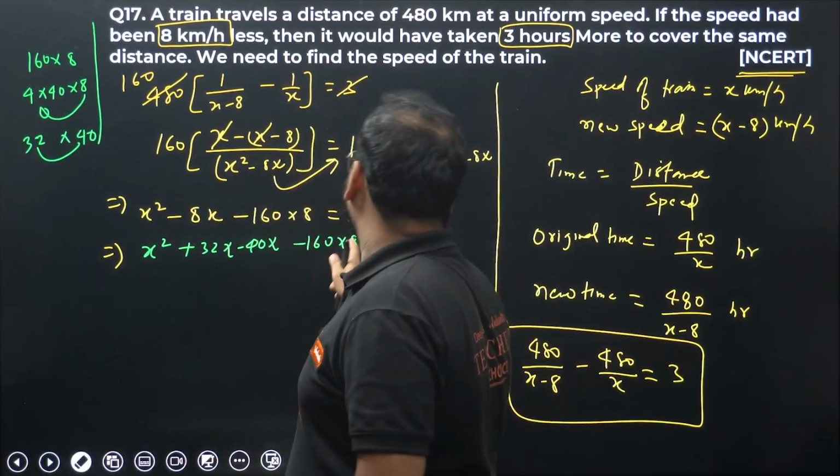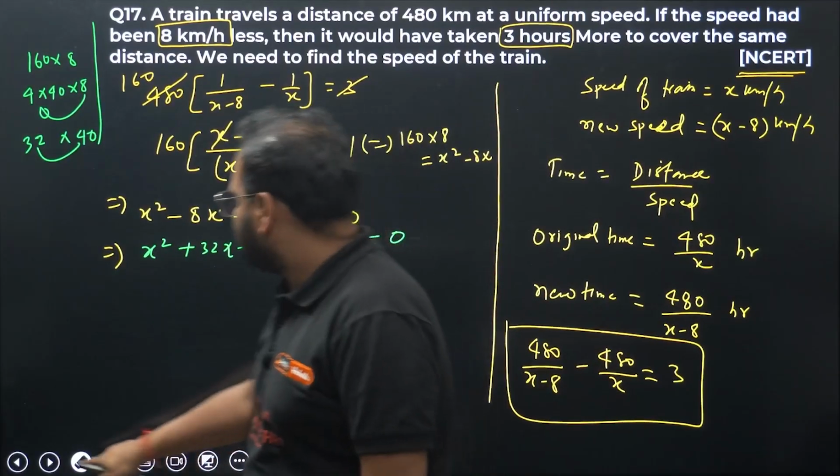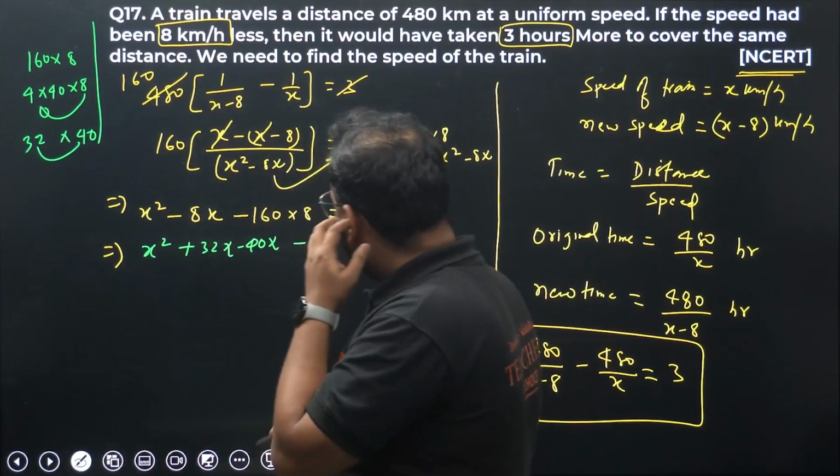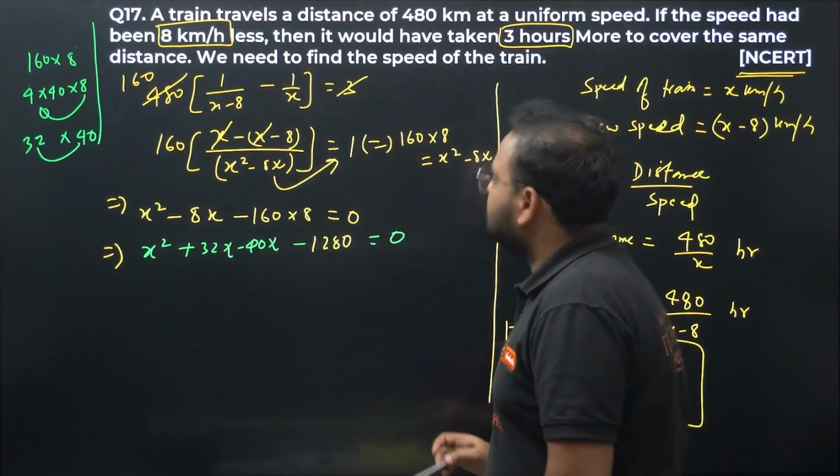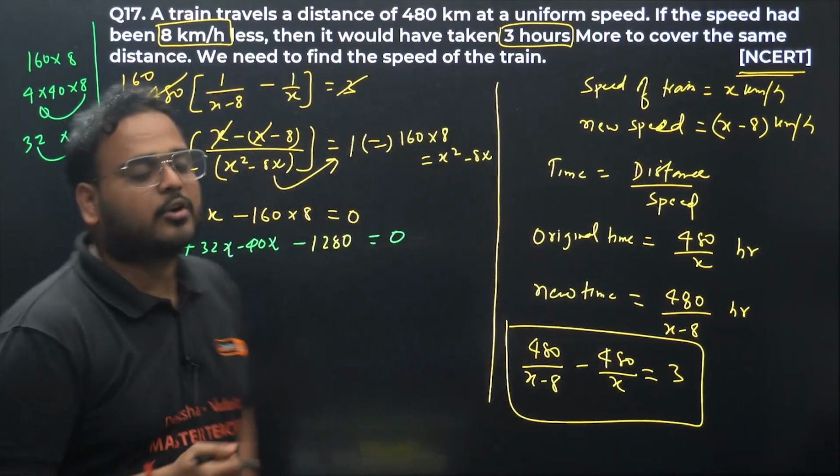I can multiply this, no? I don't have to write like this. 160 into 8 will come as 128, I think. 8 6s are 48. So 1280, correct. 8 6s are 48, 8 1s are 8, plus 4 is 12. So 1280 is the product of 160 into 8.